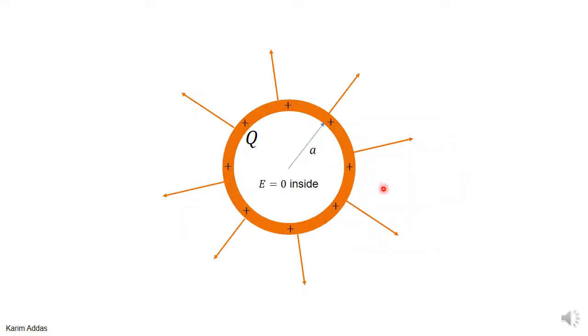So we get a very strange result: the electric field inside the spherical shell is exactly equal to 0 at every single point, not just at the center, but at any point you choose inside this shell. The electric field is 0. And outside, it behaves like a point charge.